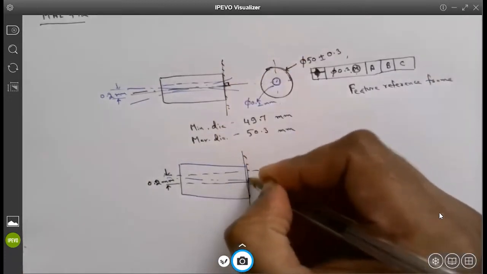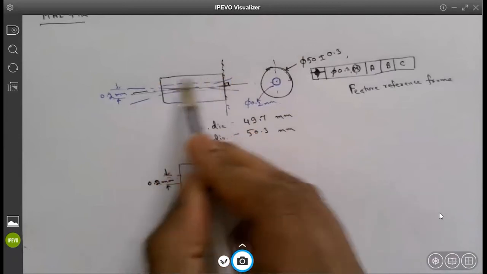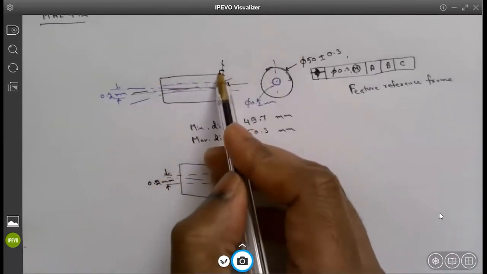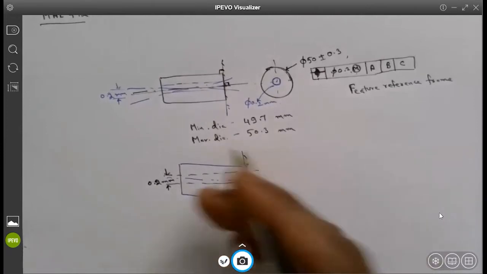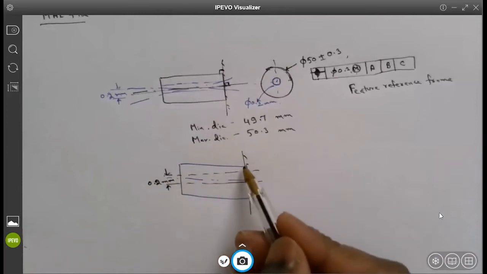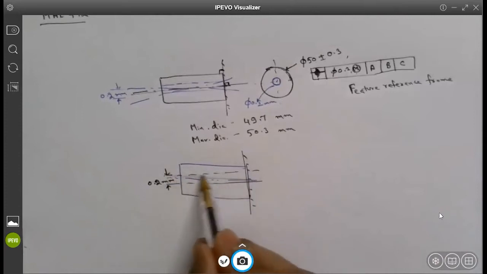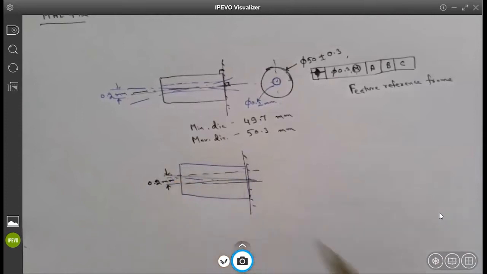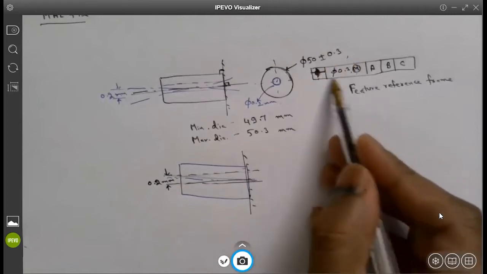So my cylindrical object need not be perfectly straight and perpendicular to this datum. It can have an orientation. It can have certain angularity, or it can be away from the perpendicularity, as long as the axis of this cylinder lies within a cylindrical tolerance zone of 0.2 millimeters. Does it make sense? So that is basically the meaning of the tolerance in this feature reference frame.